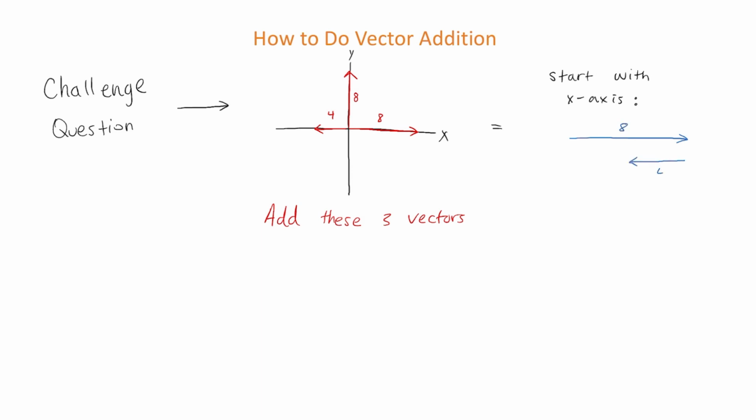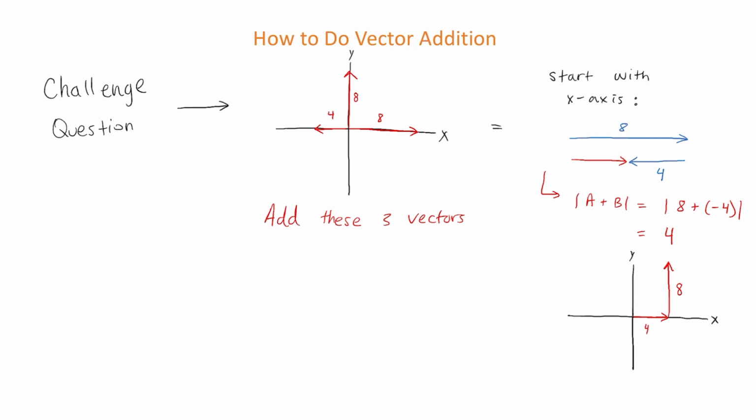All we have to do is align the vectors tip to tail and then draw the resultant. Now we can see the direction of the resultant is to the right, but what about its magnitude? Well, all we need to do is add 8 plus -4, and that gives our resultant a magnitude of 4 units. Now we're done the first part of this vector addition. The next step is to take the resultant we just calculated and add it to the third vector, and then we can form our final resultant.